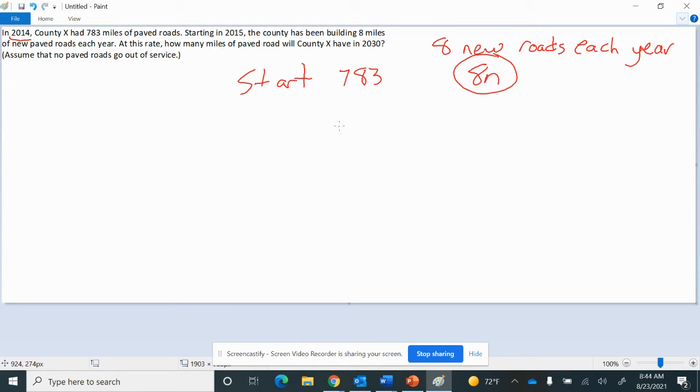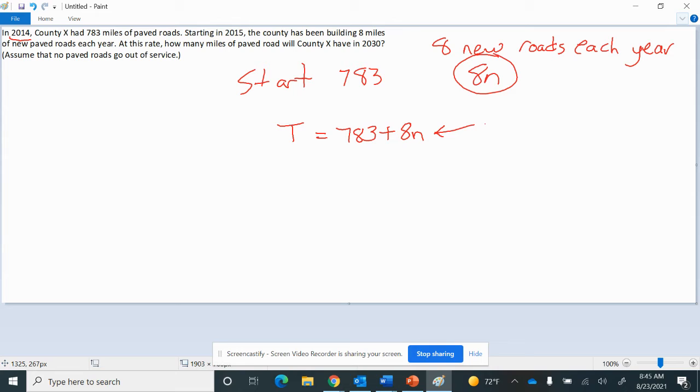So again, I start off with 783 roads in 2014. 783 plus I add 8 more new roads per year. And when I solve this equation, it should give me the total number of roads in County X. So it's important to understand what our variables are.